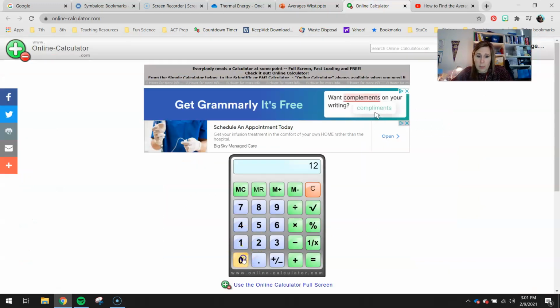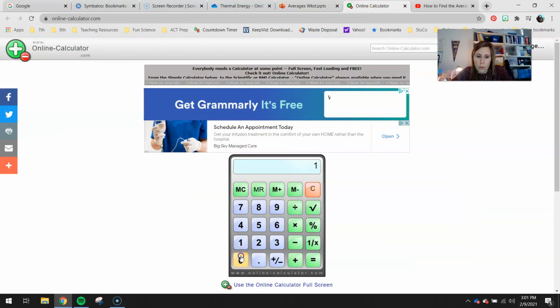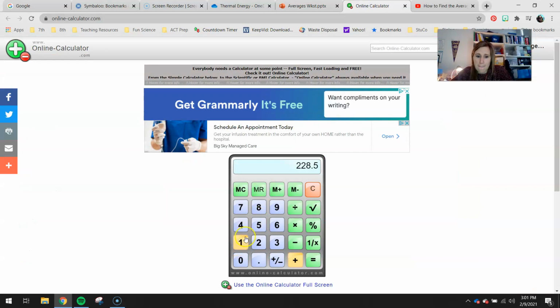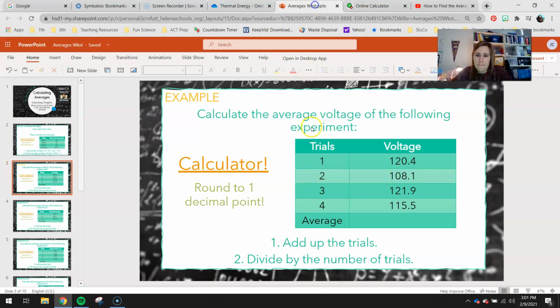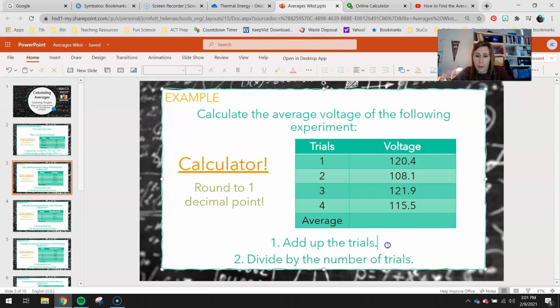So 120.4 plus 108.1, 108.1 plus 121.9 plus 115.5. So our answer for our first step is 465.9.